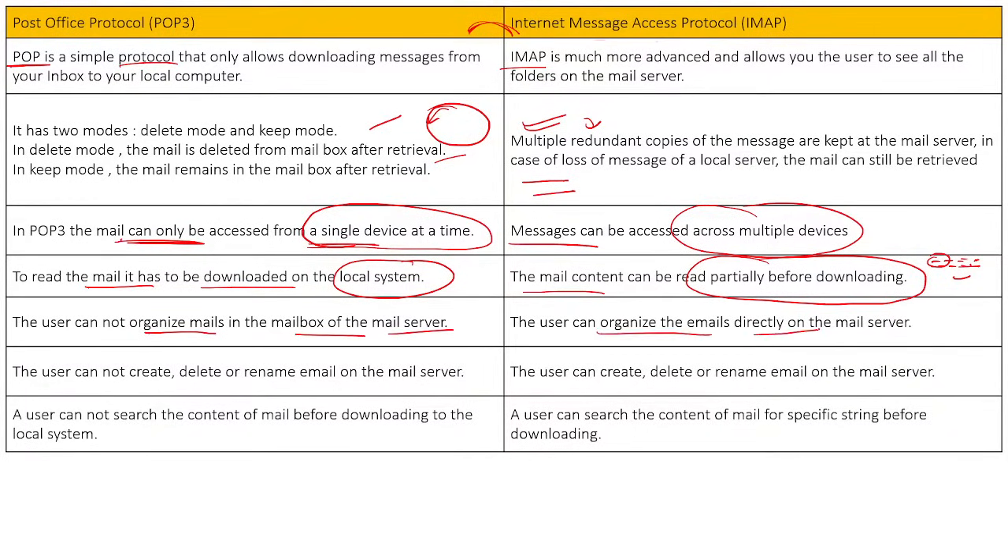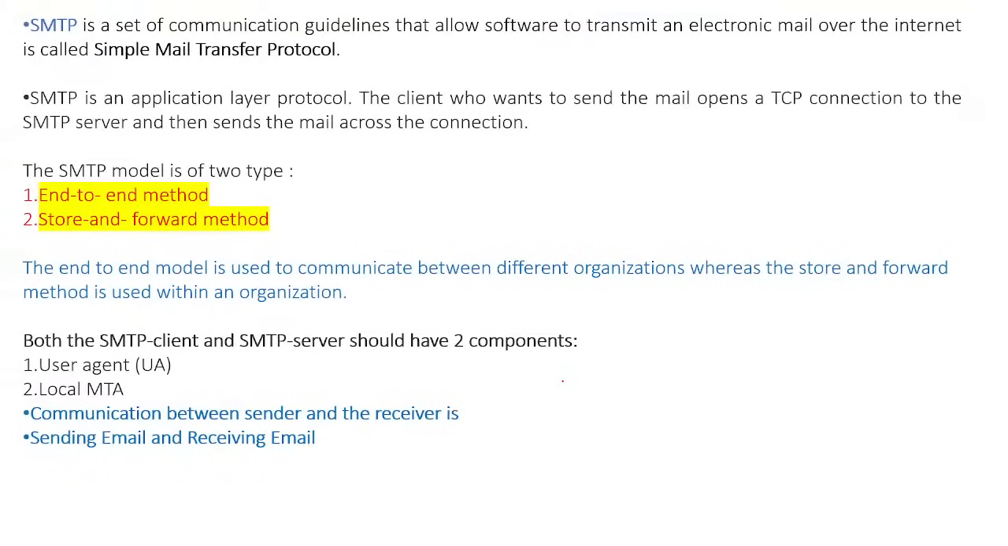So the user cannot organize the mail into the mailbox on the mail server in POP. Here in IMAP it can be organized, because ultimately the user is working on the server. This is the main difference between POP and IMAP. Is that clear to everyone? Yes.